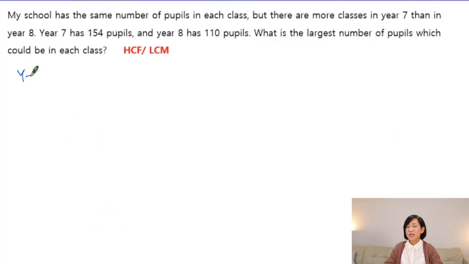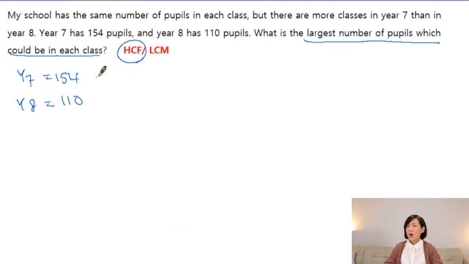So, this question, let's find our clue. Year 7 has got 154 children, and Year 8 there are 110. Then we are looking for the largest number of children in one class. Thinking about the number that goes into both of 154 and 110, it's all about factor, right? So we need to find the highest common factor of 154 and 110.